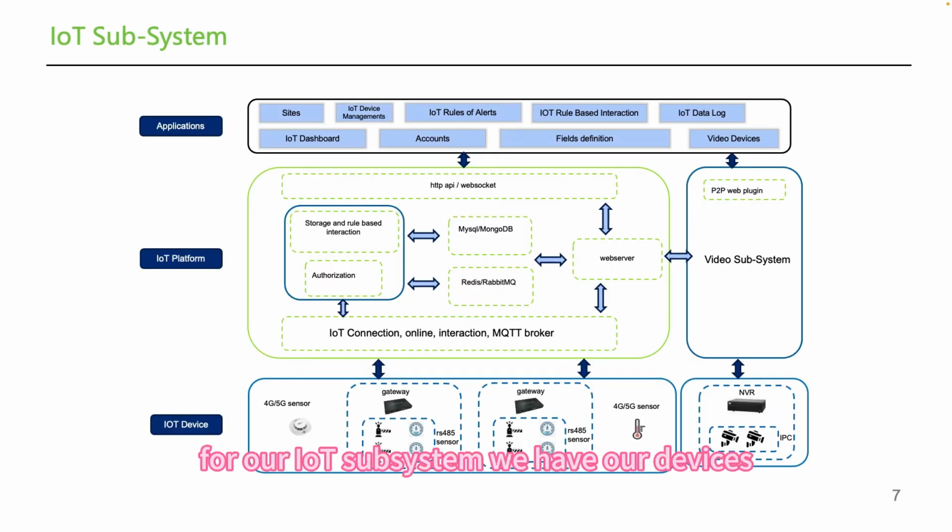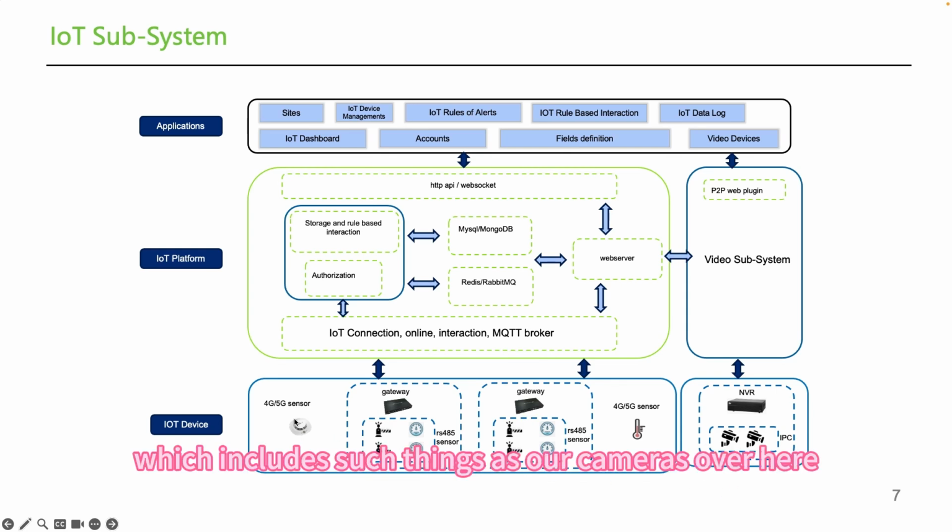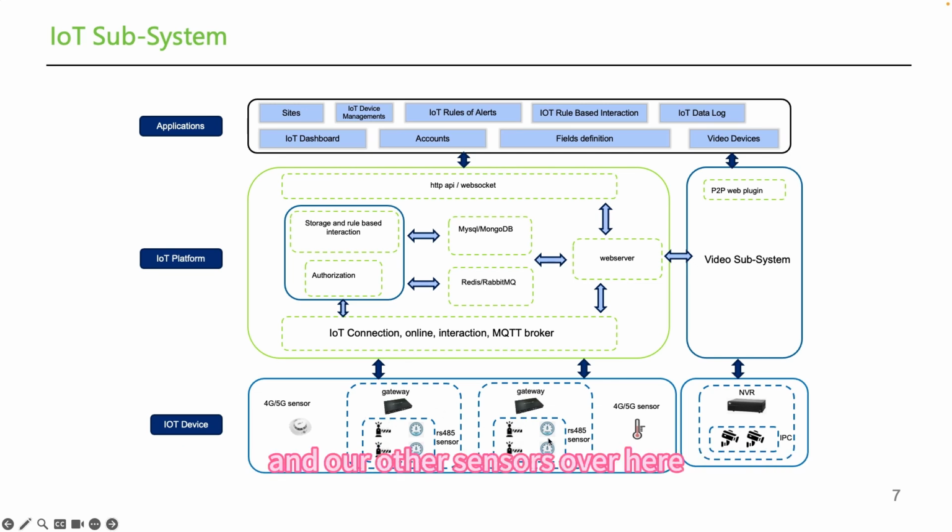For our IoT subsystem, we have our devices, which includes such things as our cameras over here, and our other sensors over here. Our cameras access a video subsystem, which through a P2P web plugin can directly stream their feed to a video device here. They can also go to the IoT platform where their data can be processed and sent through the WebSocket API to our applications as well.